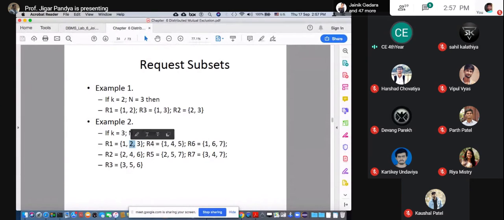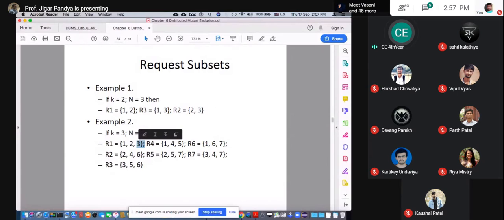At that time, site 1 will not give a go signal to any of the others, like 4 or 5 or 6 or 7. If now 4 and 5 come up, any of them, or 6 and 7 come up, any of them, they will not enter because they will not have the go from site number 1.